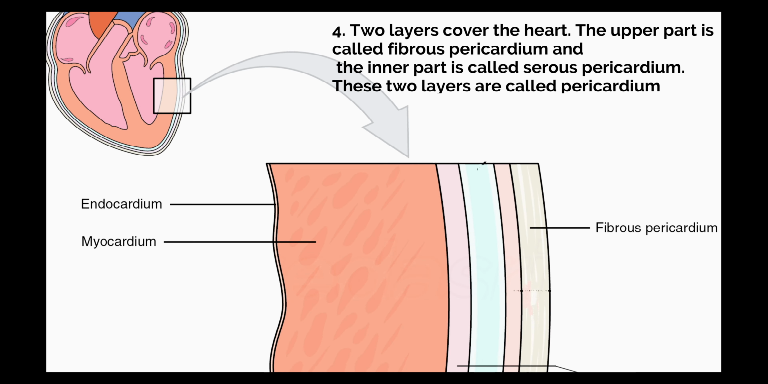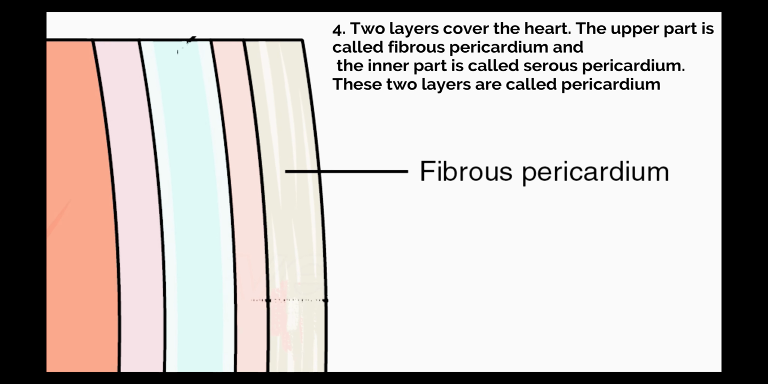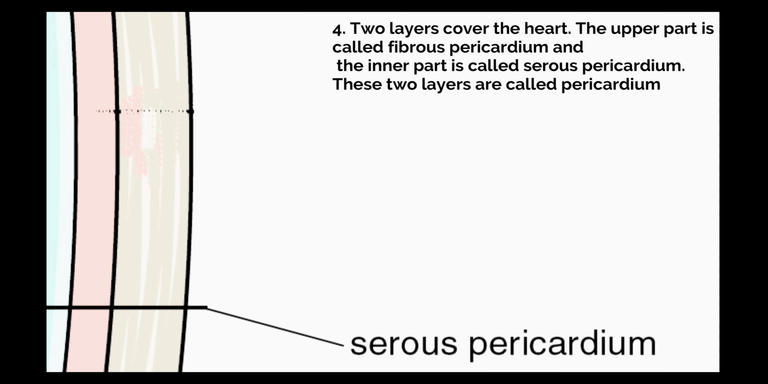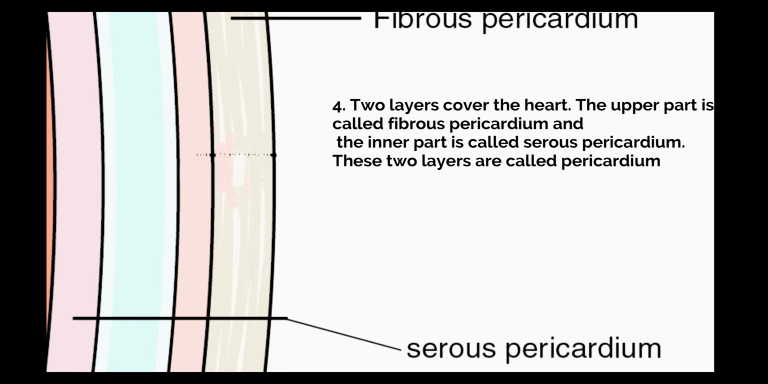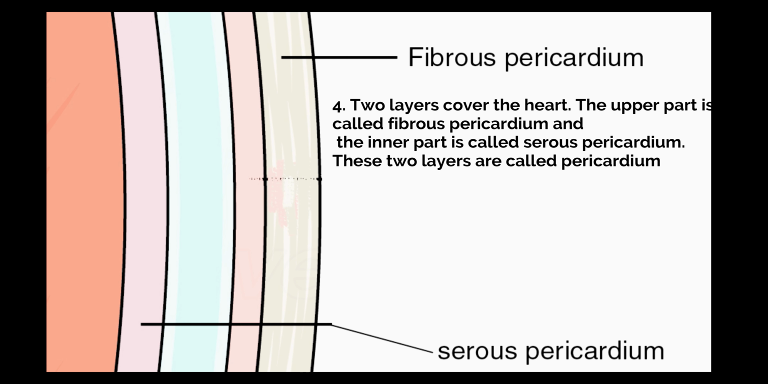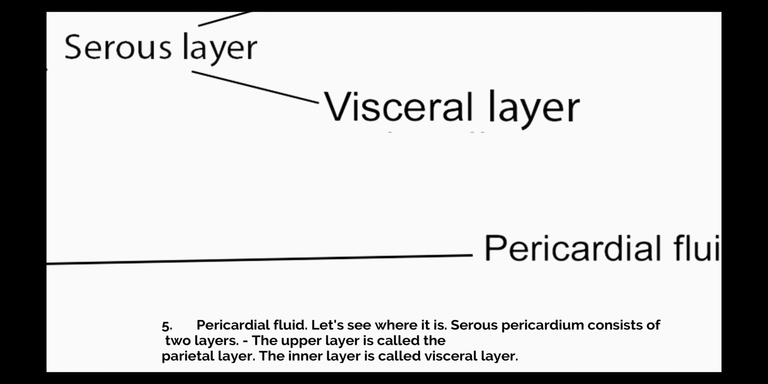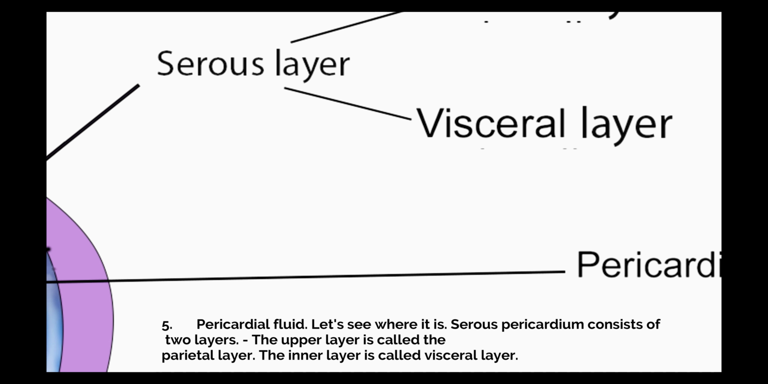4. 2 layers cover the heart. The outer part is called the fibrous pericardium and the inner part is called the serous pericardium. These 2 layers together are called the pericardium. 5. Pericardial fluid. Let's see where it is.